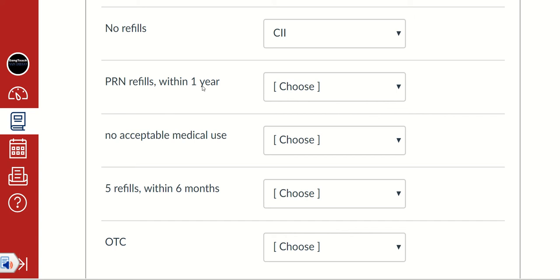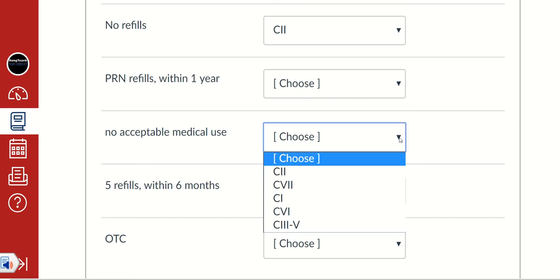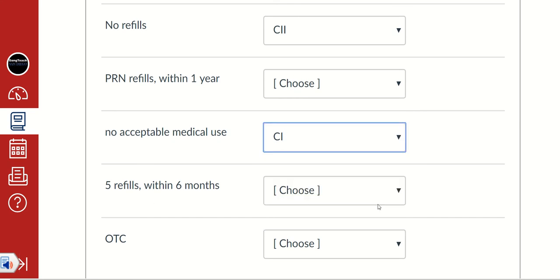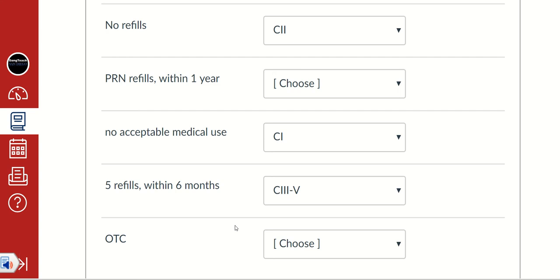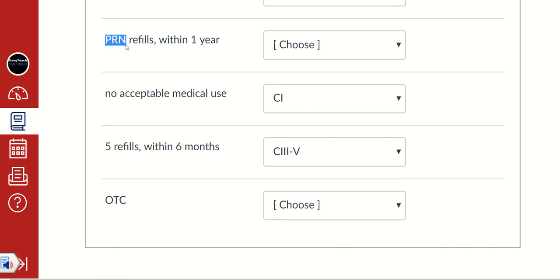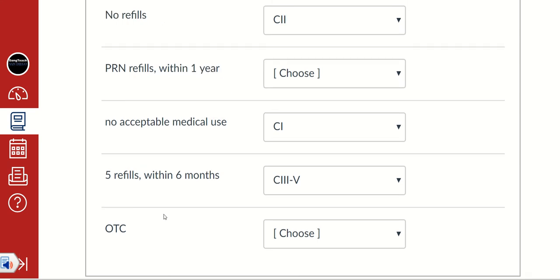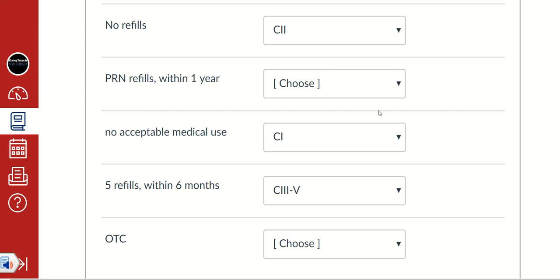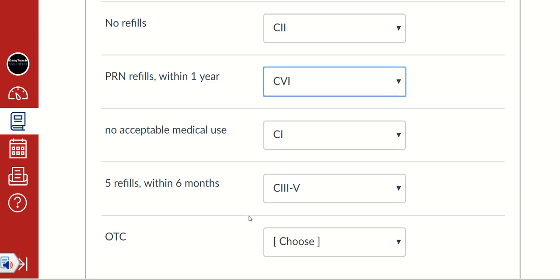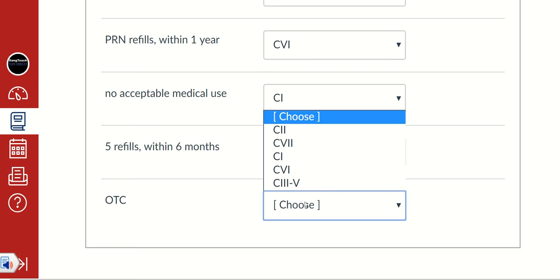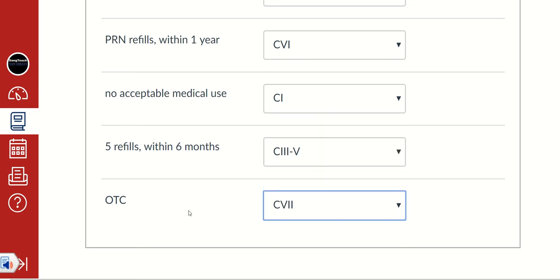All right, let's do no acceptable medical use. C1. C1, all right. 5 refills within 6 months. That's the steroids. That's 3 through 5. 3, 4, and 5. All right, so now you have 2 left: prescription only, and then you have OTC. Which one would be more controlled? Prescription only. So what numbers do you have left? 6 and 7. Which one's more controlled? 6 is RX only, and then 7 is the only one left, over the counter or behind the counter.